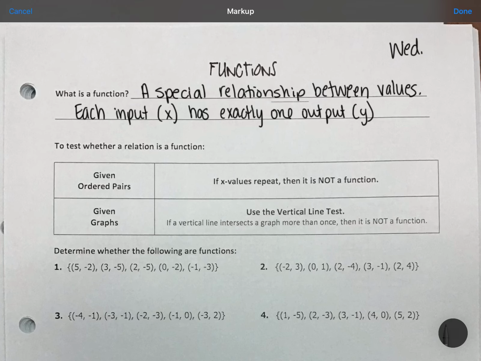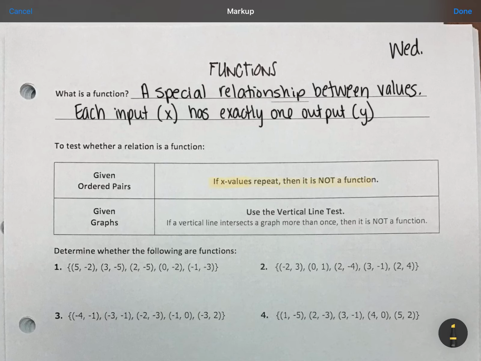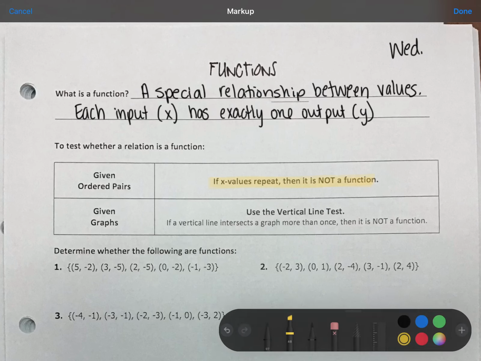All right, so to test whether a relation is a function, if you have ordered pairs, you're going to look at just the x values. I don't care about the y values. They can do whatever they want to. But your x values, if they repeat, then it's not a function. This is super important. If your x values repeat, then it is not a function.